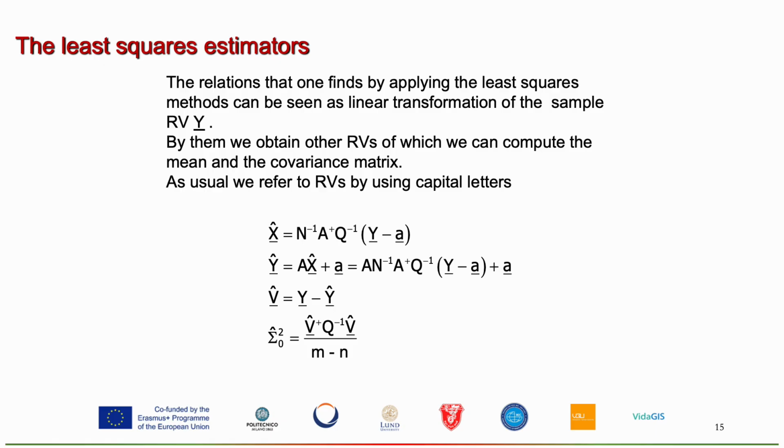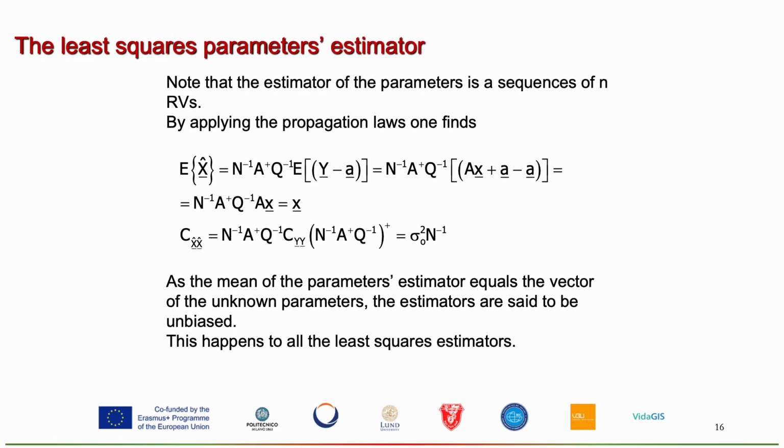Clearly, in a least square estimator that relies on observations that are random variables, all the obtained estimates are random variables, and so the estimates of the unknowns, the a posteriori estimates of the observations and of the residuals, and the a posteriori estimate of the variance are also random variables. So, considering that all the estimates are random variables, we can also compute their covariance matrices.